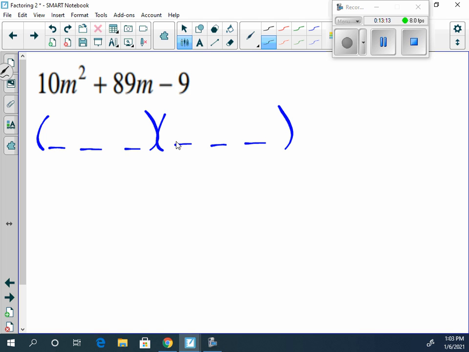Because the 9, the third term, is negative, our signs are going to be opposite. One's going to be positive, the other is going to be negative because the 9 is negative.